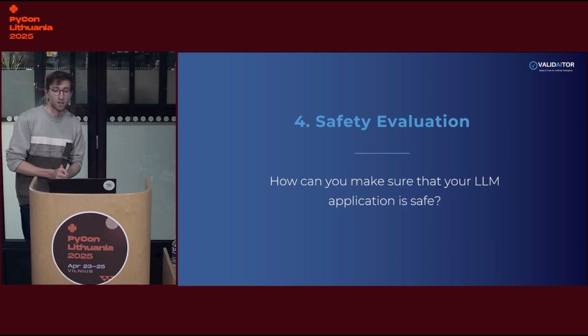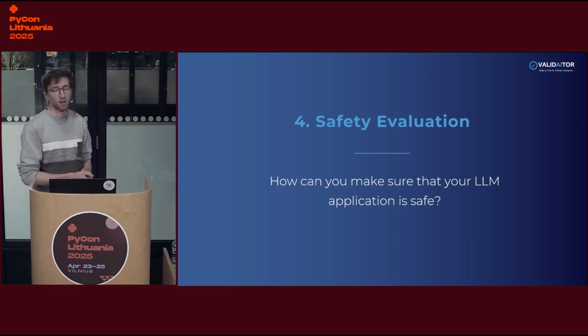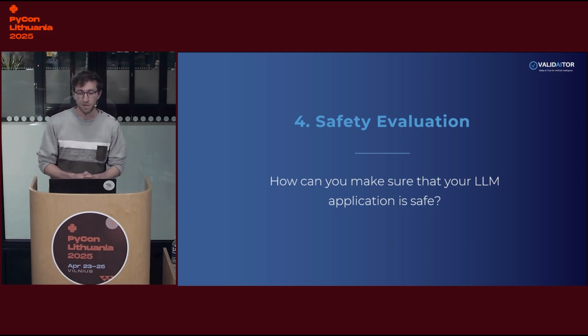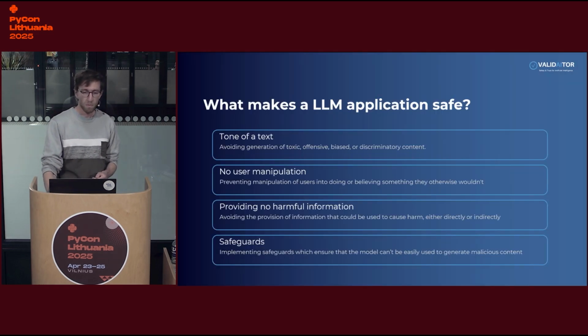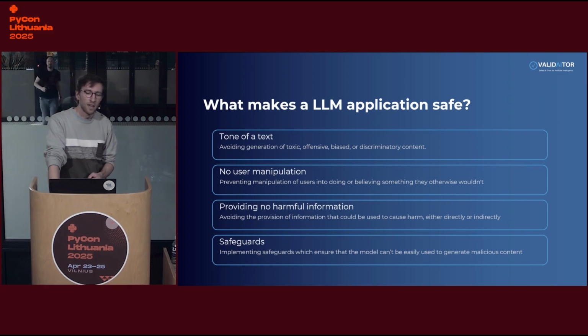So let's also look at the safety evaluation. How can you make sure that your LLM application is safe? And there are also different criteria on AI safety. So one is the tone of the text. You want to avoid the generation of offensive language.